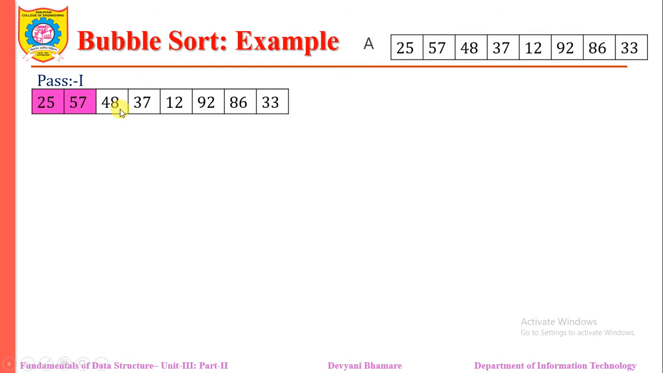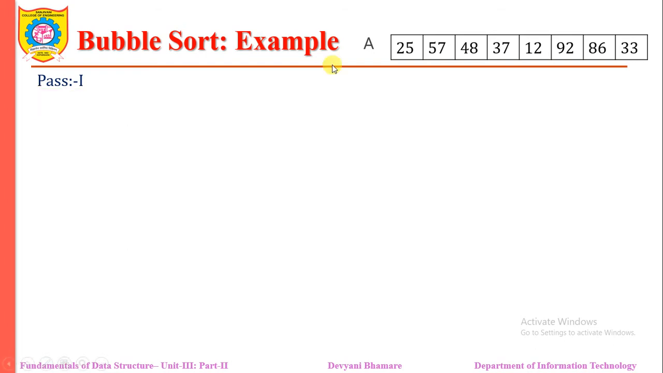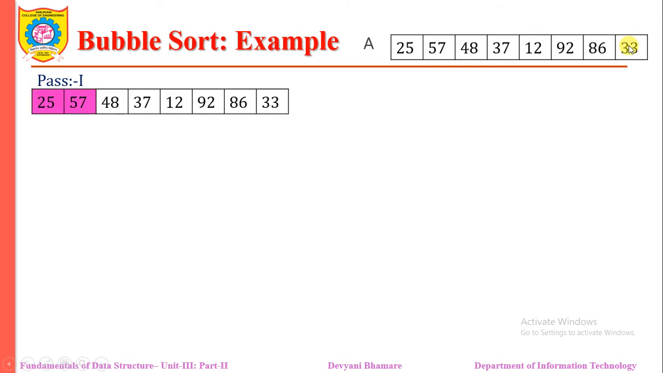Take another example. Assume that we have A as an array which consists of these numbers. So what will we do? We start with pass 1. So what is in pass 1? In pass 1 we compare the first two adjacent elements, then the next two adjacent elements, and so on till the end of the list. And we identify that the largest element among all of these will be put in its appropriate place. Let me start with pass 1.